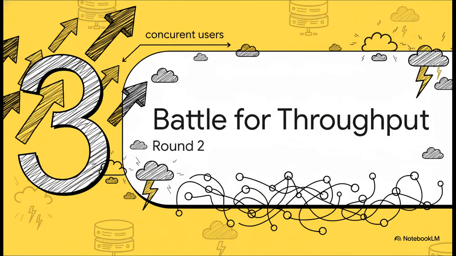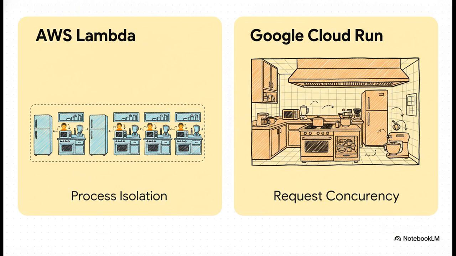But look, getting that first response out the door is only half the battle. What happens when you have hundreds or maybe even thousands of users all hitting your AI model at the very same time? This brings us to round two, the battle for throughput. And right here, this is where their core philosophies just completely diverge.